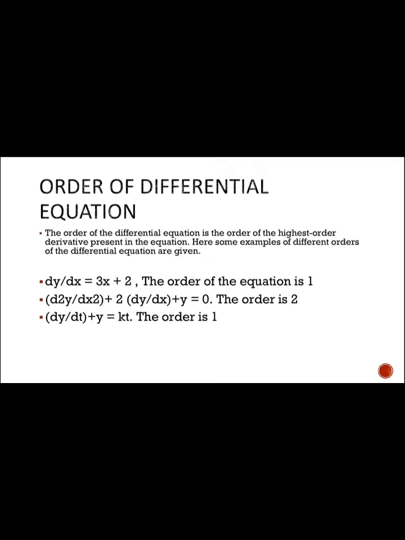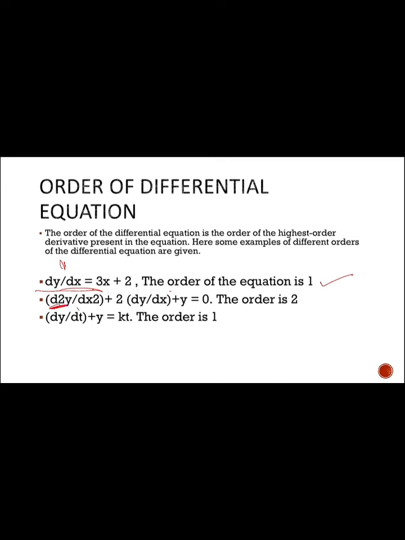Order of the differential equation, very simple. The order of a differential equation is the order of the highest order derivative present in the equation. Highest derivative means the maximum number of derivatives you can draw out of it. Looking at this one, this is the highest level. If you take another derivative, there wouldn't be the variable left. So dy over dx is equal to 3x plus 2 means it's been differentiated. The derivative has been taken only once. So the order of the equation is 1.